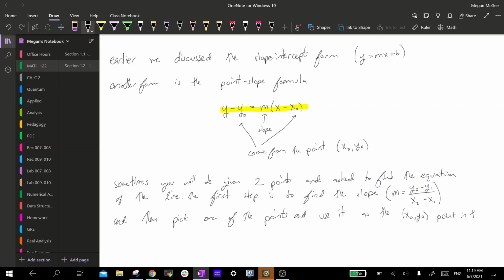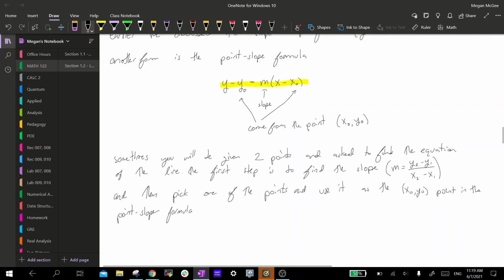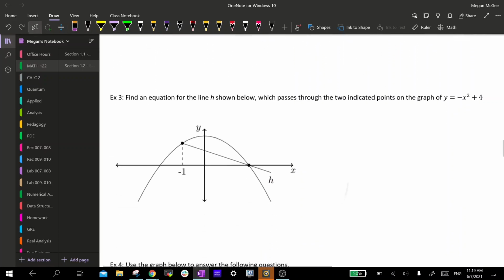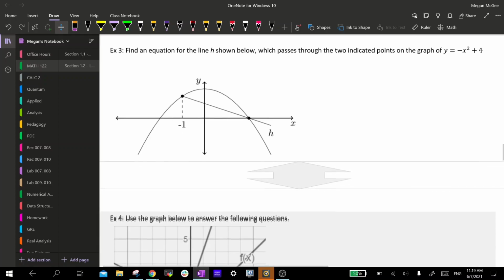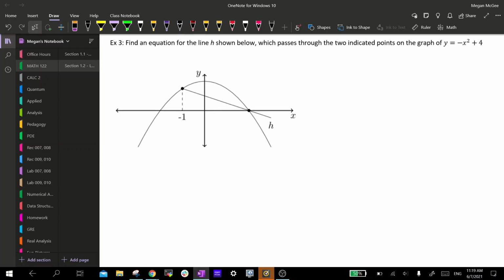In the point slope formula. Alright, so this is what we are going to do in the next example. And this next example gives us a few extra steps in here as well that we got to figure out.